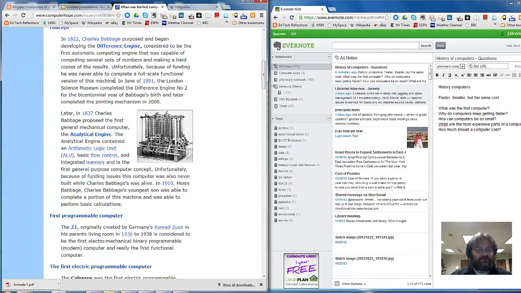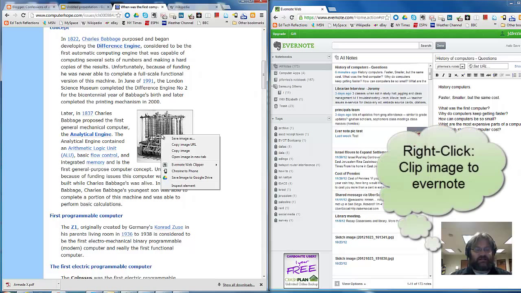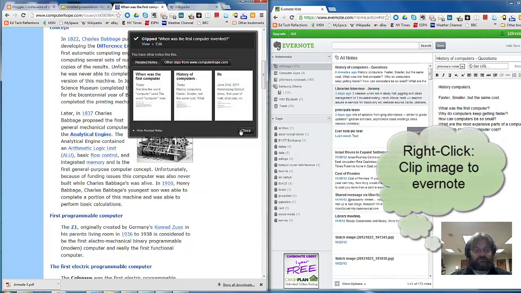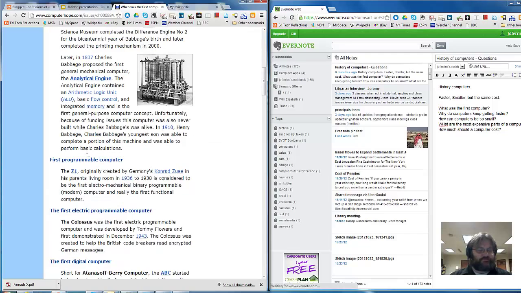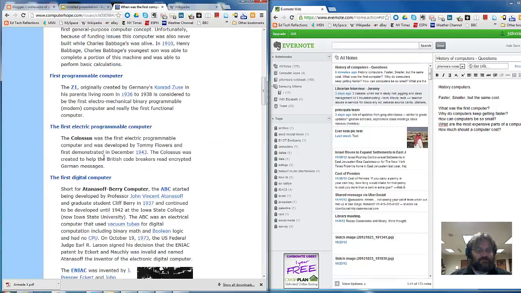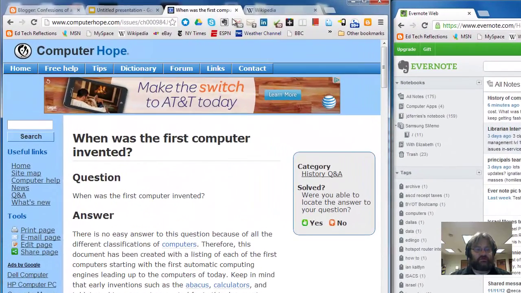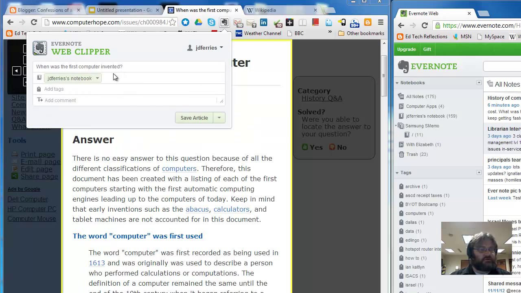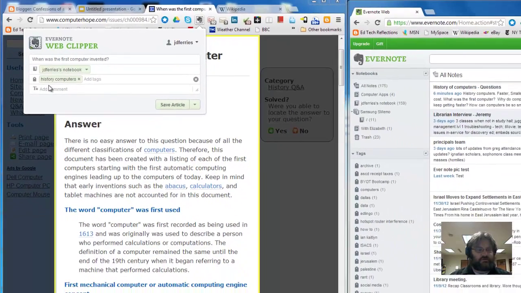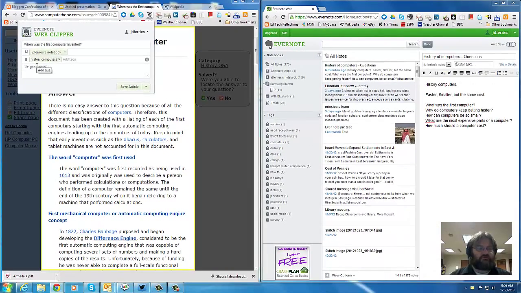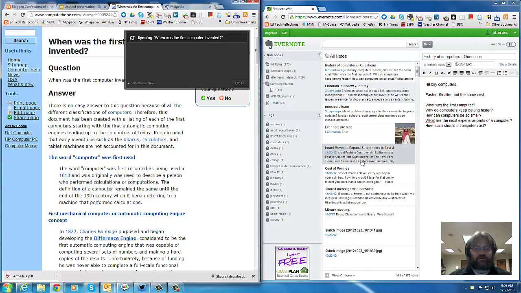First mechanical computer, the difference engine, the analytical engine, kind of like that picture there. So let's get a clip of that image. First programmable computer. Really, this page is pretty good. History of computers. Good overview. Save the article.